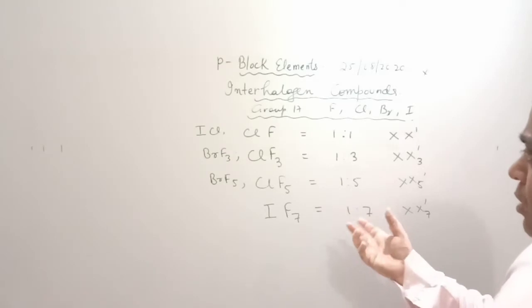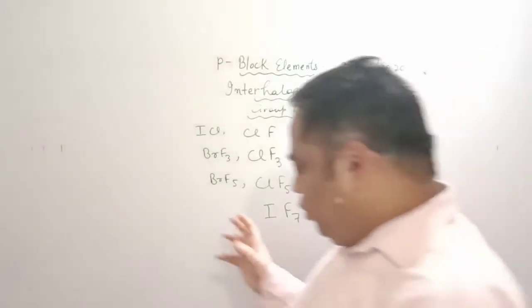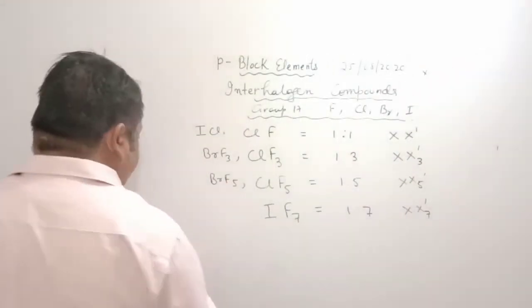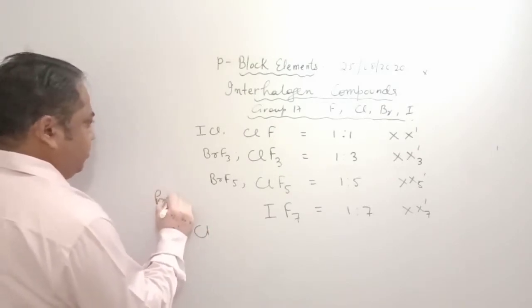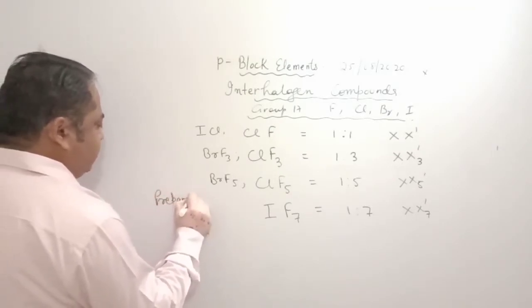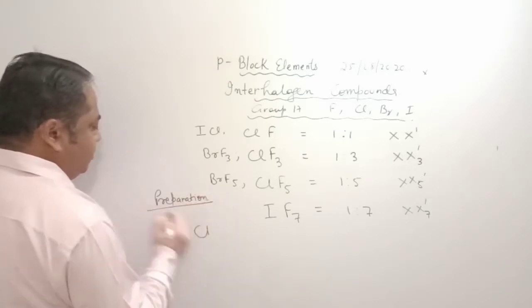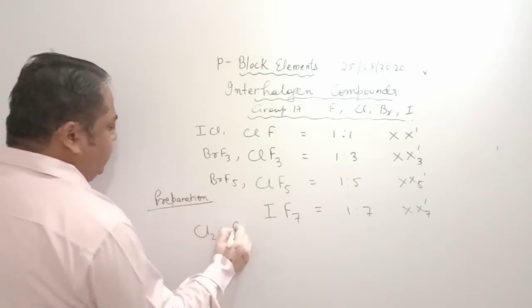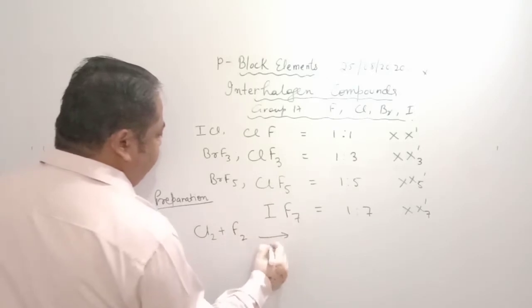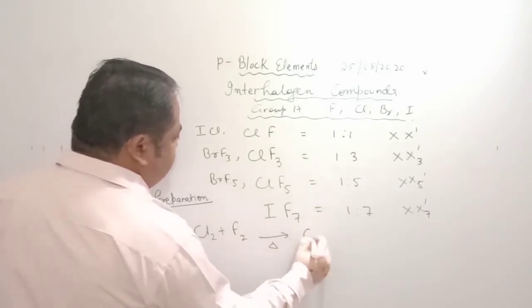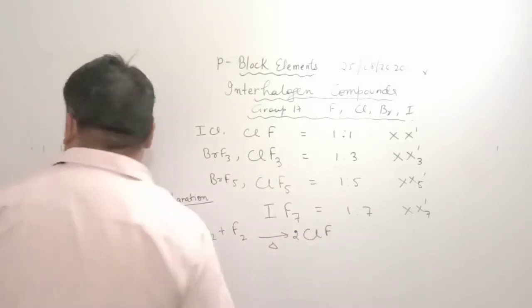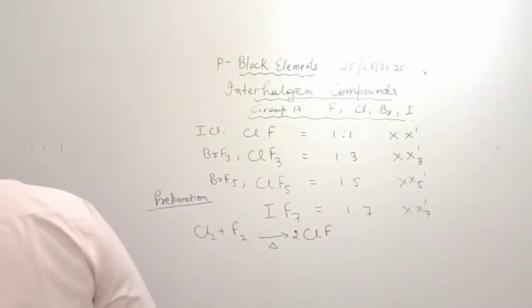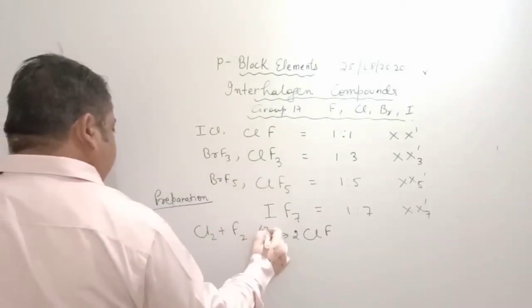So their preparation is very easy. We take equimolar ratio of Cl2 and F2, and if we heat it, it will form ClF. So what is the temperature given here? 437 Kelvin.